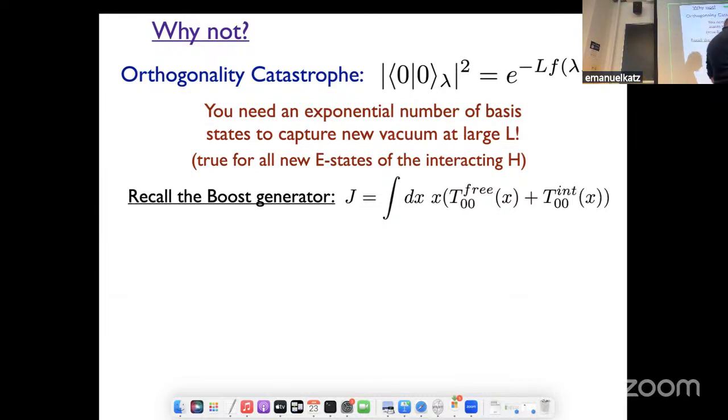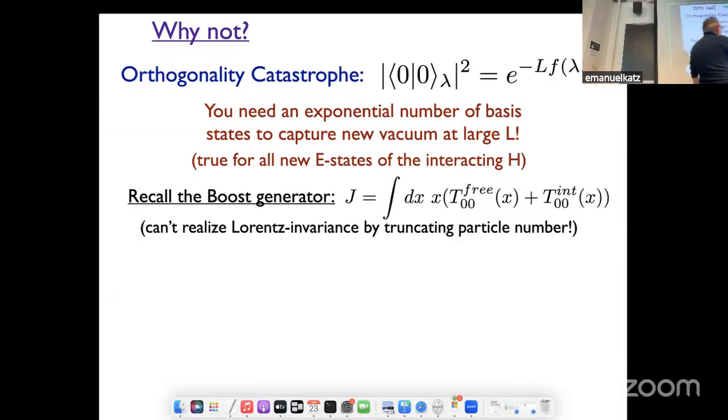I'm also going to remind you why you should have suspected that that's the answer anyway, and that's because Feynman diagrams in a Lorentz invariant theory are themselves Lorentz invariant. However, the boost generator in this bosonic theory is made up of the free part of the stress tensor, the free part of the Hamiltonian density, and also the interacting part of the Hamiltonian density. And this interacting part of the Hamiltonian density, of course, violates particle number. So you could never, in any sector of a fixed particle number, recover Lorentz invariance. That's something important to think about.